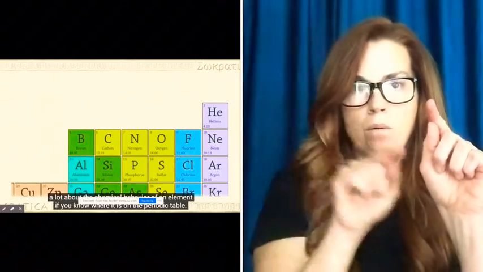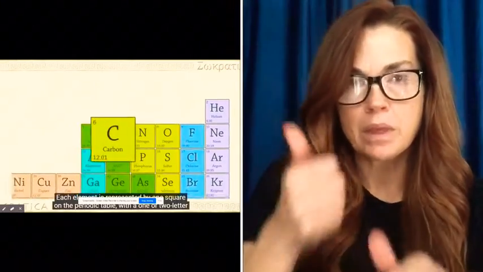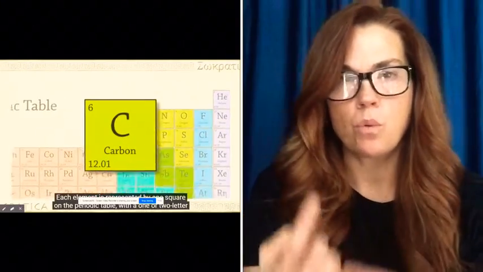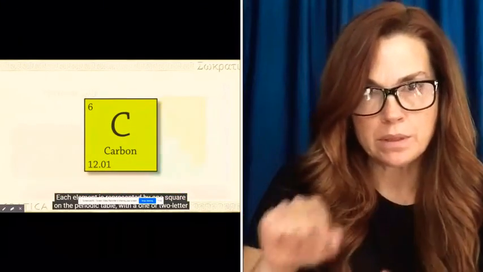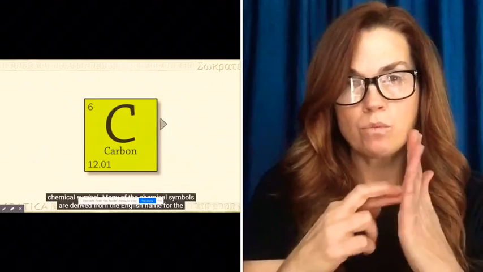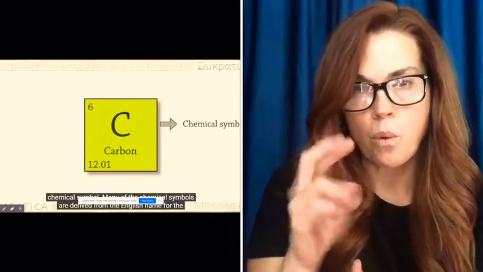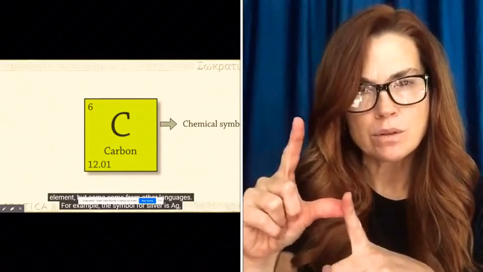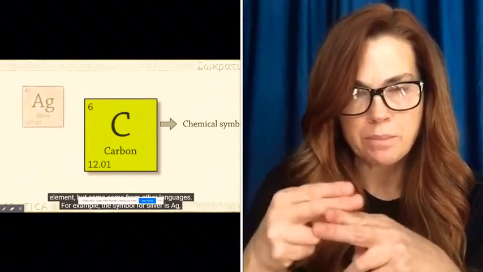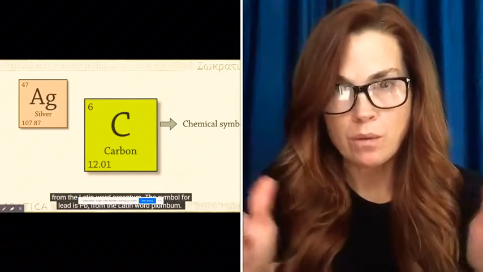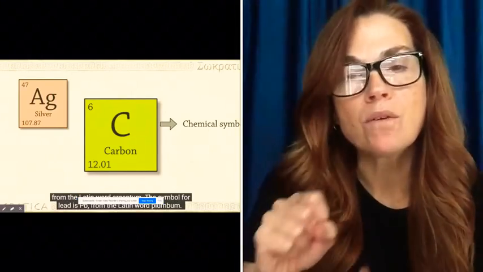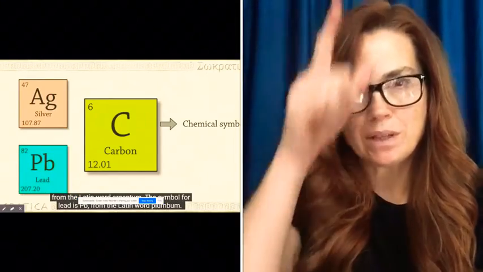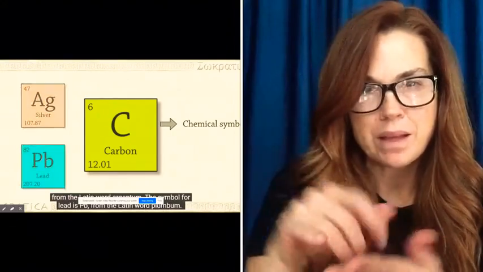periodic table. Each element is represented by one square on the periodic table, with a 1 or 2 letter chemical symbol. Many of the chemical symbols are derived from the English name for the element, but some come from other languages. For example, the symbol for silver is Ag, from the Latin word argentum. The symbol for lead is Pb, from the Latin word plumbum.